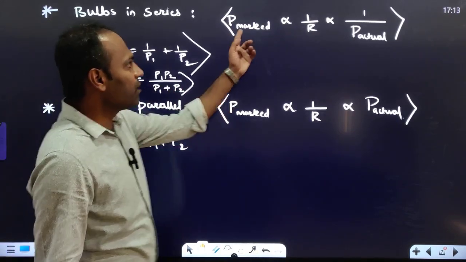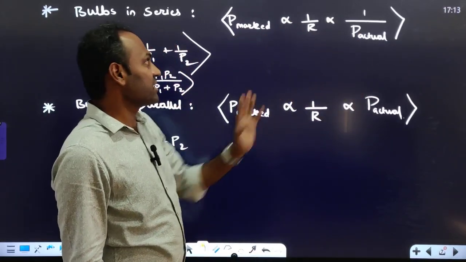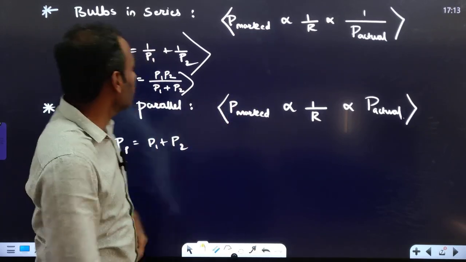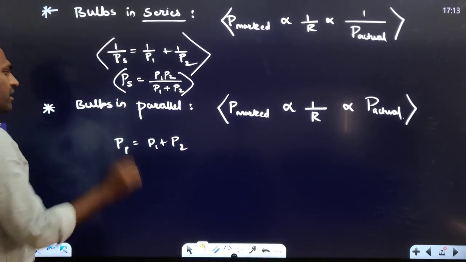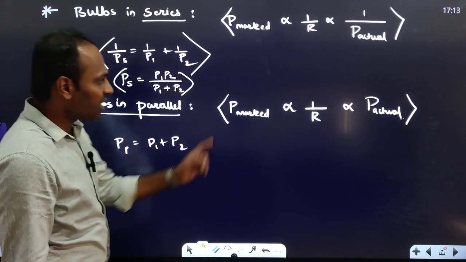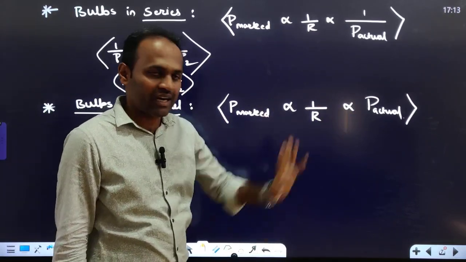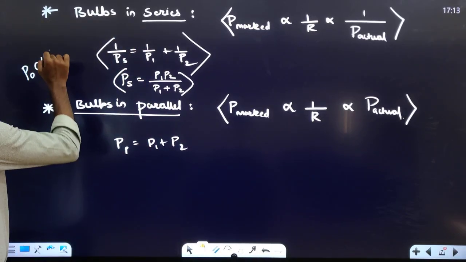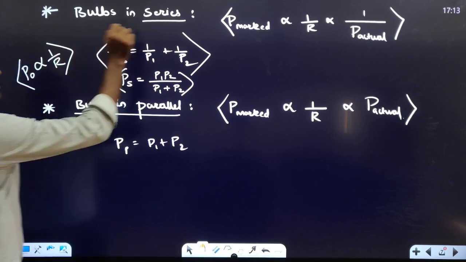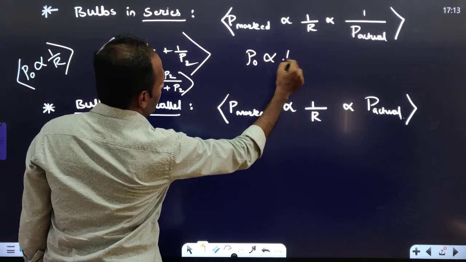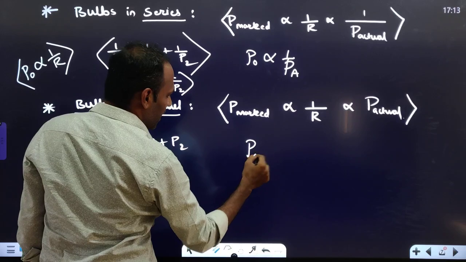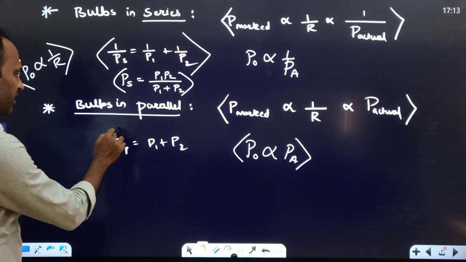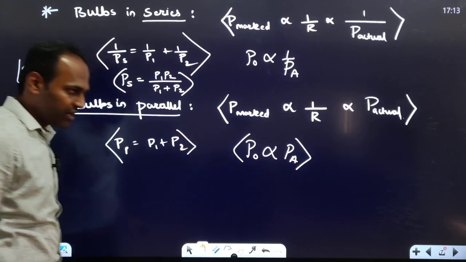Okay, next step. See, marked power, resistance and actual power, the relation is like this. Marked power is inversely proportional to resistance. In which combination? In series combination, marked power is inversely proportional to actual power. In bulbs in parallel, marked power is directly proportional to actual power. So one is common: marked power is inversely proportional to resistance. This is common. In series, marked power is inversely proportional to actual power. In parallel, marked power is directly proportional to actual power, right? So this is the difference, right? And effective power in parallel will be P1 plus P2.